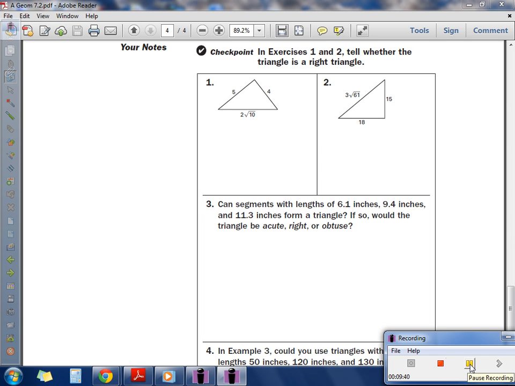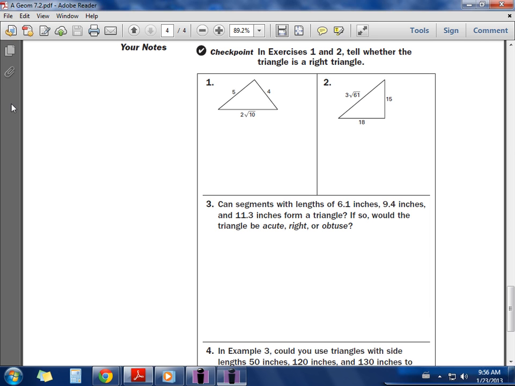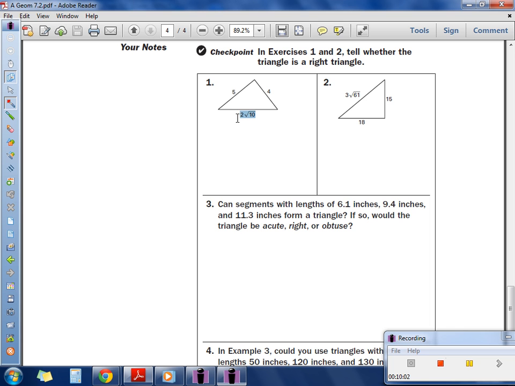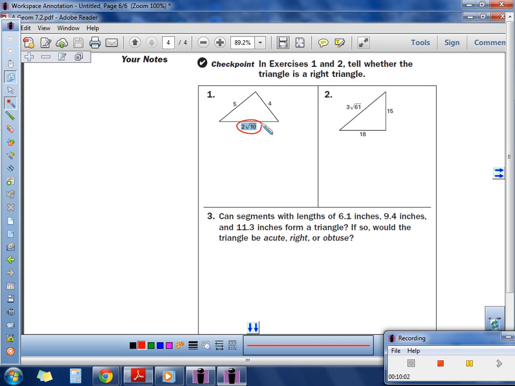So first up, what's the most important piece on that one? It's the 2 square root of 10. That piece right there is your hypotenuse, and we'll just call it C. So that one's our C term. So 2 square root of 10, that whole group squared, and then we'll have our 5 squared and 4 squared.